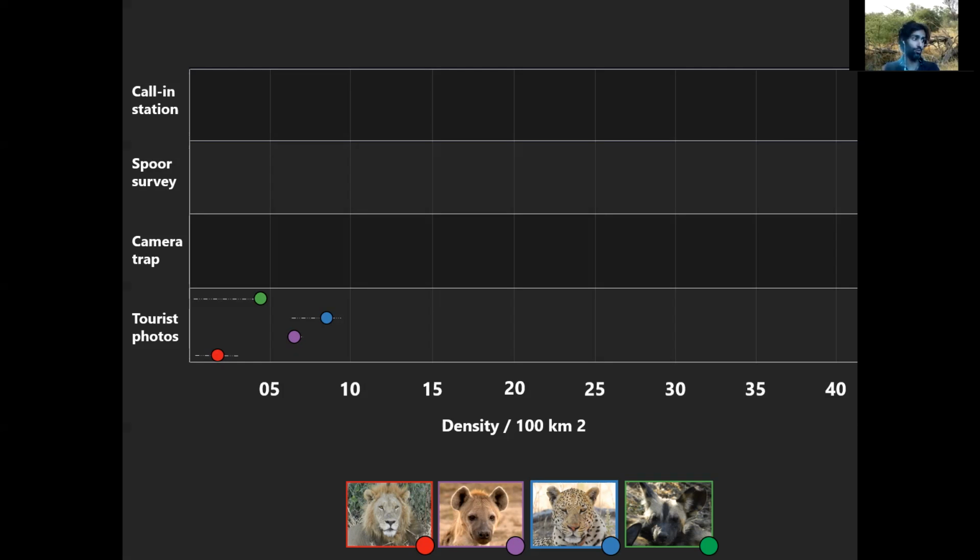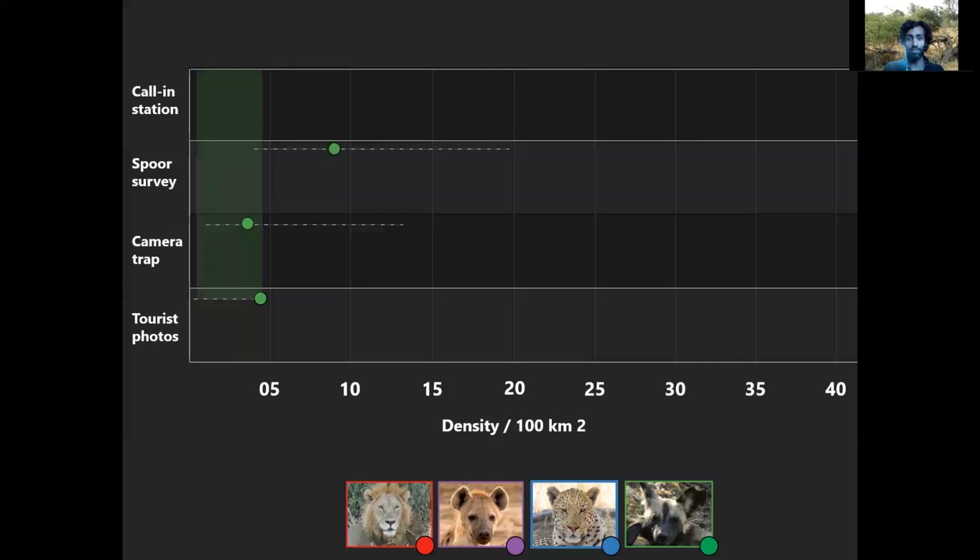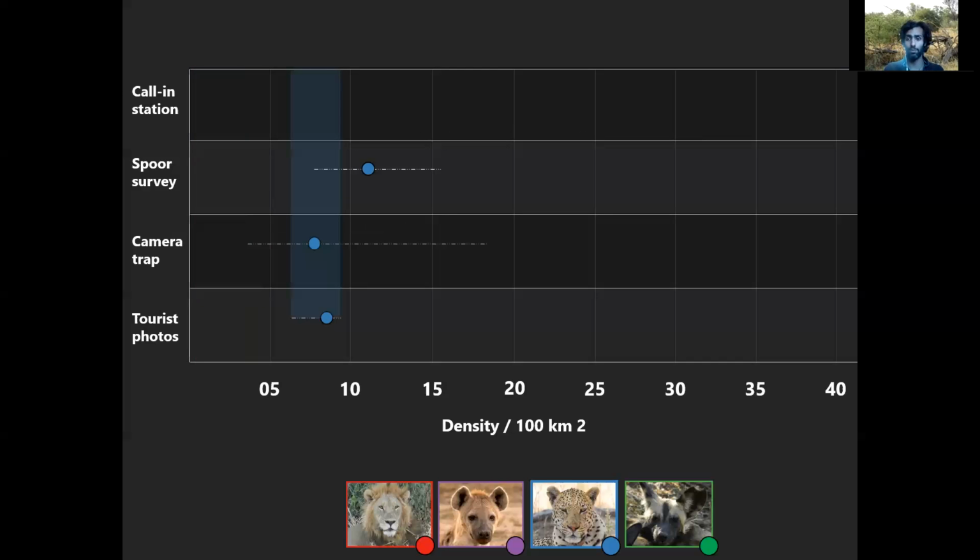So I'm going to go through each of these species one by one to show you exactly what that means. For lions, the confidence intervals for the citizen science, the tourist photograph method, overlap with the confidence intervals for all these other survey methods. So the densities that we get for lions from the tourist photographs are comparable with the other monitoring methods. And we see the same for African wild dogs. You see that overlap, and also for leopards. So for these species, the citizen science method seems to be producing robust estimates of densities, which means that we can trust them.